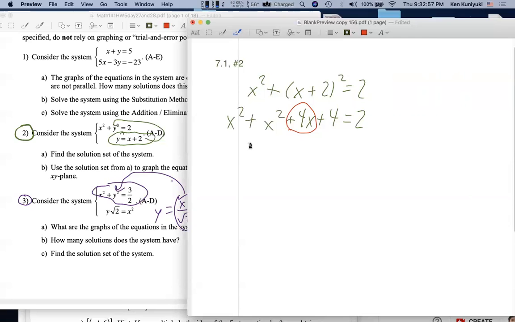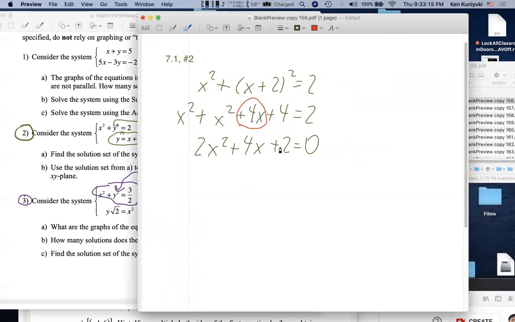So then we have x squared plus x squared is 2x squared. Usually people mess up here, plus 4x. I'll go ahead and subtract 2 from both sides, plus 2 equals 0. Because if you have a mix of like x squared and x terms, it's probably a good idea to isolate 0 on one side.